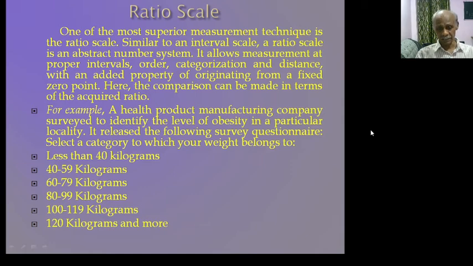Your monthly income is: A, below 10,000; B, 10,000 to 20,000; C, 20,000 to 30,000; D, 40,000 and above. So then it is easy. A person is not forced to reveal the exact figure, and at the same time there is a way of providing communication. So such types of questions are called ratio scale, right? This is one best example for ratio scale.